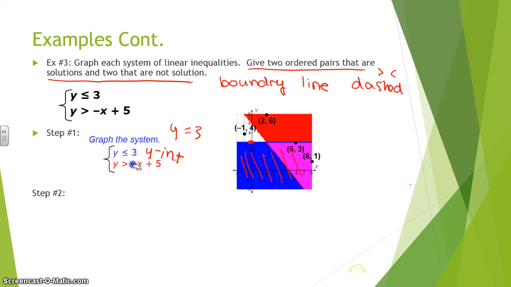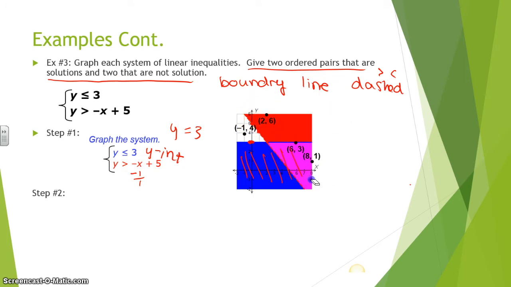For our second linear inequality, we have y is greater than negative x plus 5, so we would start on the y-axis at 5. My slope is negative x, so negative 1 over 1, which means I go down 1 to the right 1, down 1 to the right 1. Notice it's greater than. It is a dashed line because it's not equal to. Y is greater than, so I'm going to shade everything up.